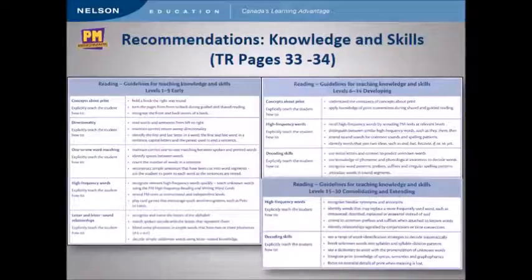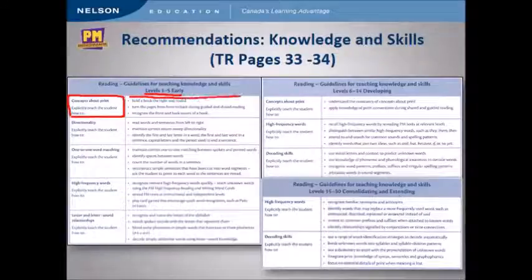Pages 33 to 34 will provide you with some recommendations for how to deal with students who are struggling with or need further instruction in their reading knowledge and skills. So for example, if you were working with a student at the early levels, levels 1 to 5, and you identified an area of weakness as being concepts about print, then the right-hand side of the chart will offer you some suggestions for instructional strategies.